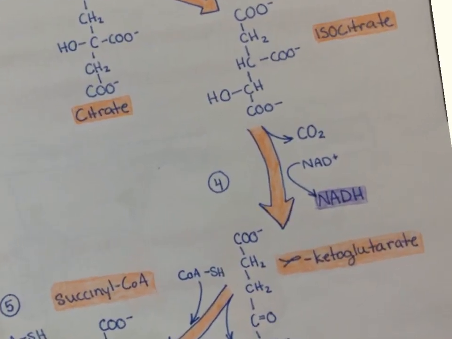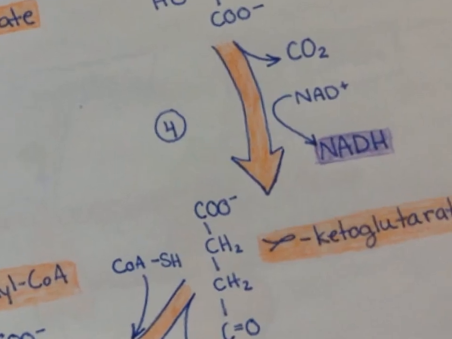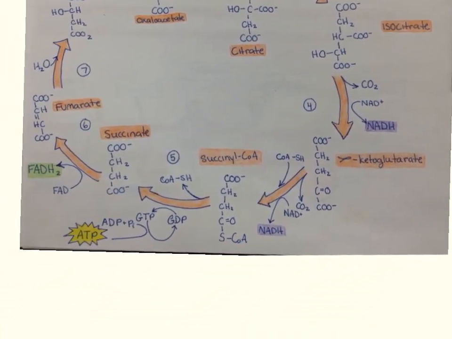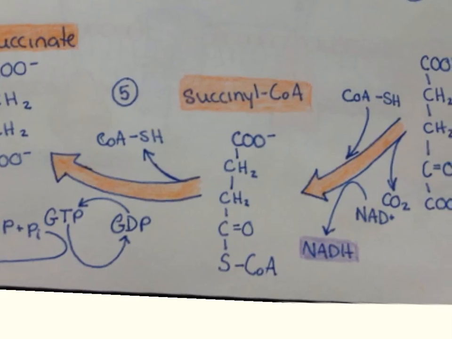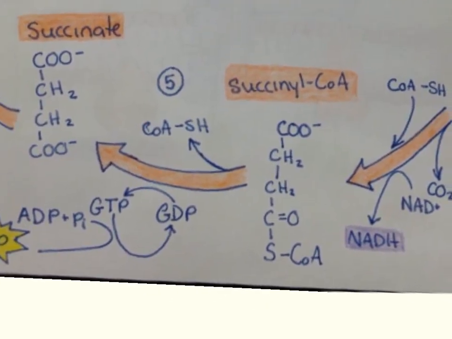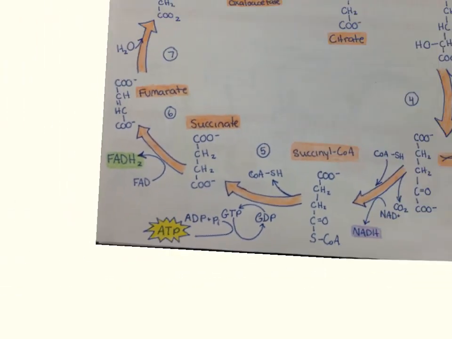And then, in step 4, alpha-ketoglutarate binds with NAD+ and is oxidized to form succinyl-CoA. CO2 is removed. So in step 5, right here, succinyl-CoA loses its CoA and becomes succinate. A phosphate from the matrix displaces the CoA, and GDP is phosphorylated to become GTP. The phosphate group is transferred to ADP to form ATP. So you got one of those ATPs right there. Look at that. There we go.